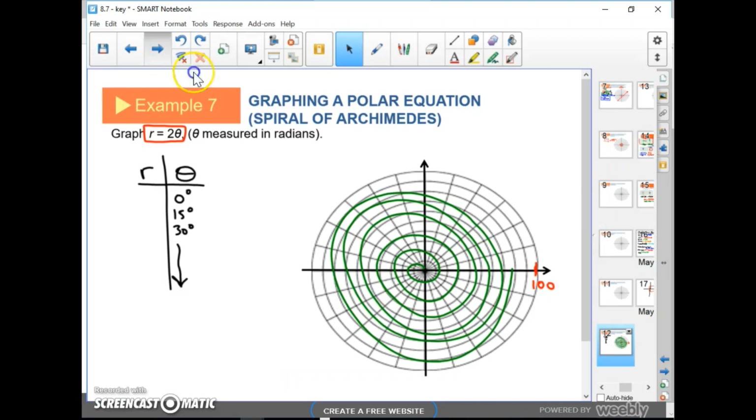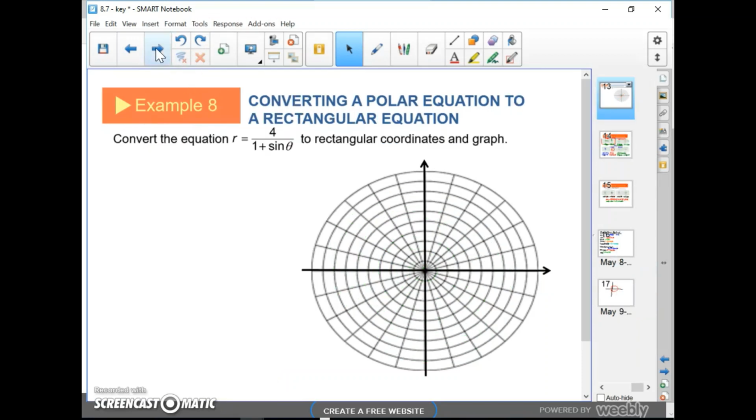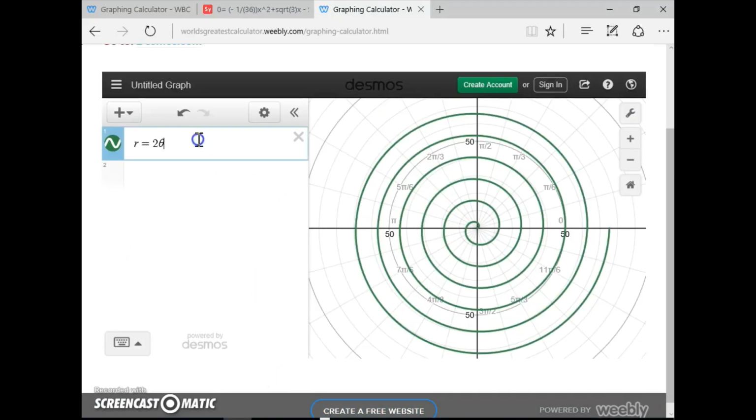Okay, let's look at number 8. I bet you don't know what that looks like. They want us to convert it to rectangular. So every time they ask us to convert to rectangular, they're talking about x and y. So they want x's and y's instead of r's and thetas. Let's just type that in and see what it looks like first, though. 4 over 1 plus sine theta.